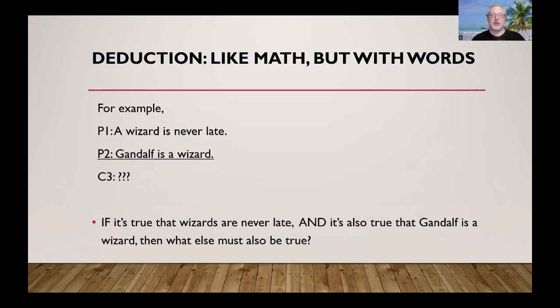Even in situations where we demand very high standards of proof, or I should say, very high standards of evidence, the conclusion does not always follow with mathematical certainty. Not like 2 plus 2 equals 4 kind of certainty. Well, a deductive argument is like 2 plus 2 equals 4. Deductive reasoning is like math, but with words instead of numbers.